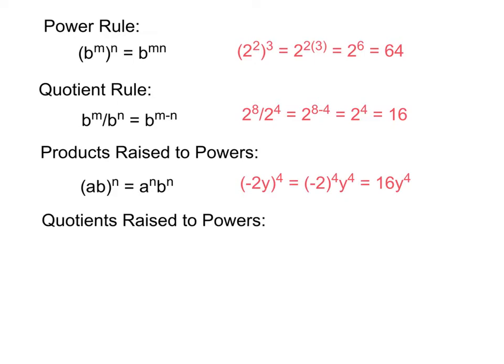So the last rule we have will be quotients raised to powers. So if a and b are real numbers, b is not equal to 0, or algebraic expressions, and n is an integer, then parentheses a over b raised to the n is simply equal to a to the n divided by b to the n. So, for example, parentheses minus 3 over x, all raised to the 3rd power, is equal to minus 3 raised to the 3rd power divided by x raised to the 3rd power, or simply minus 27 over x to the 3rd.